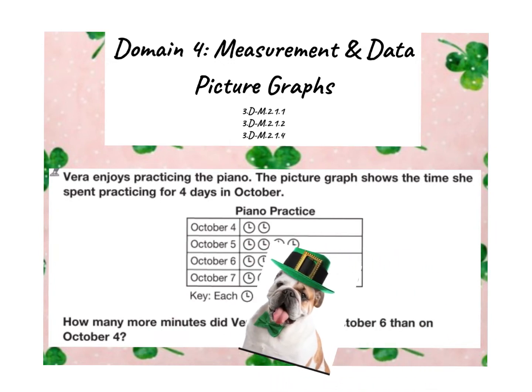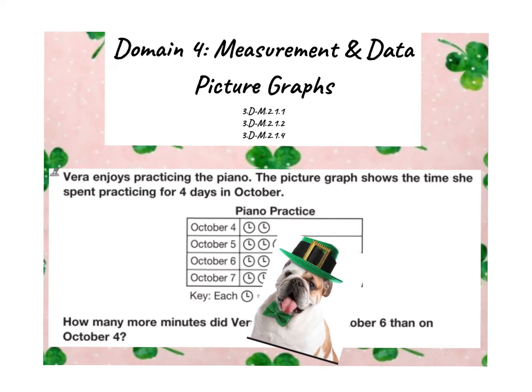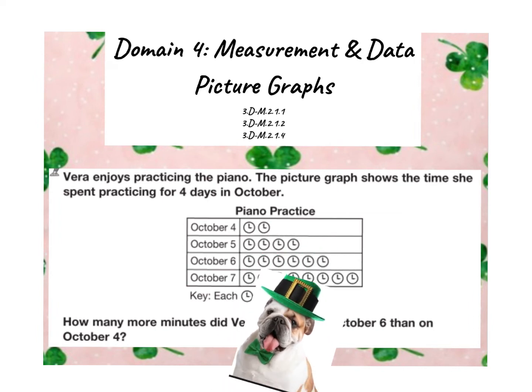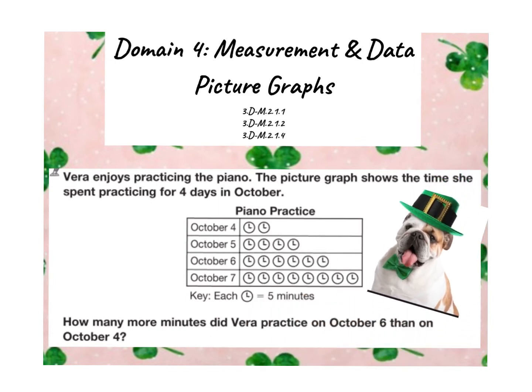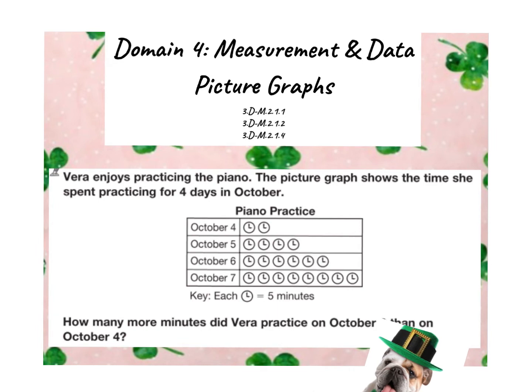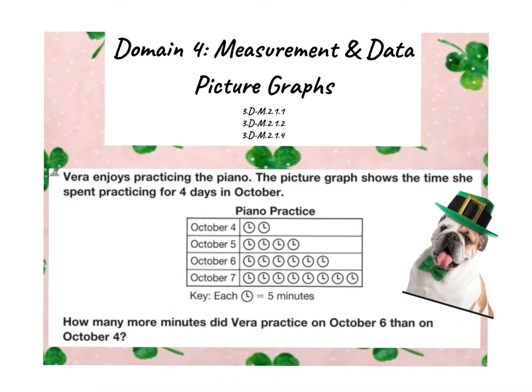So on October 4th, she didn't just practice piano for 2 minutes. She actually practiced for 5 times 2 or 10 minutes. So here's our question. How many more minutes did Vera practice on October 6th than on October 4th? So let's first go through that problem, highlight those important words, how many more, so we know we're going to compare. And then we're going to circle those important numbers. So we're looking at only October 6th, put a little star by that, and October 4th.